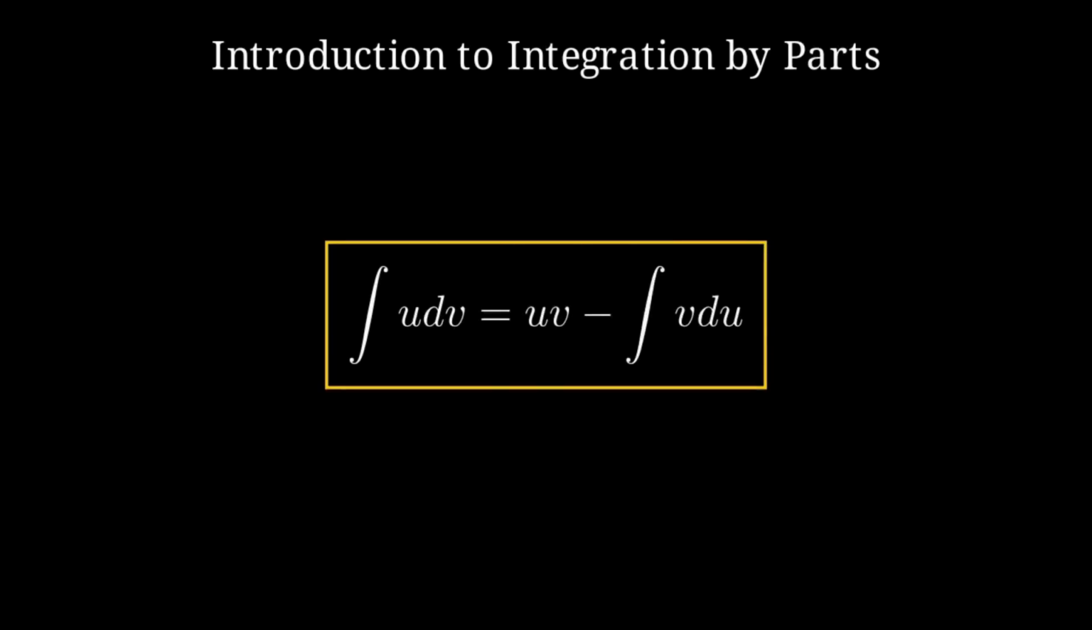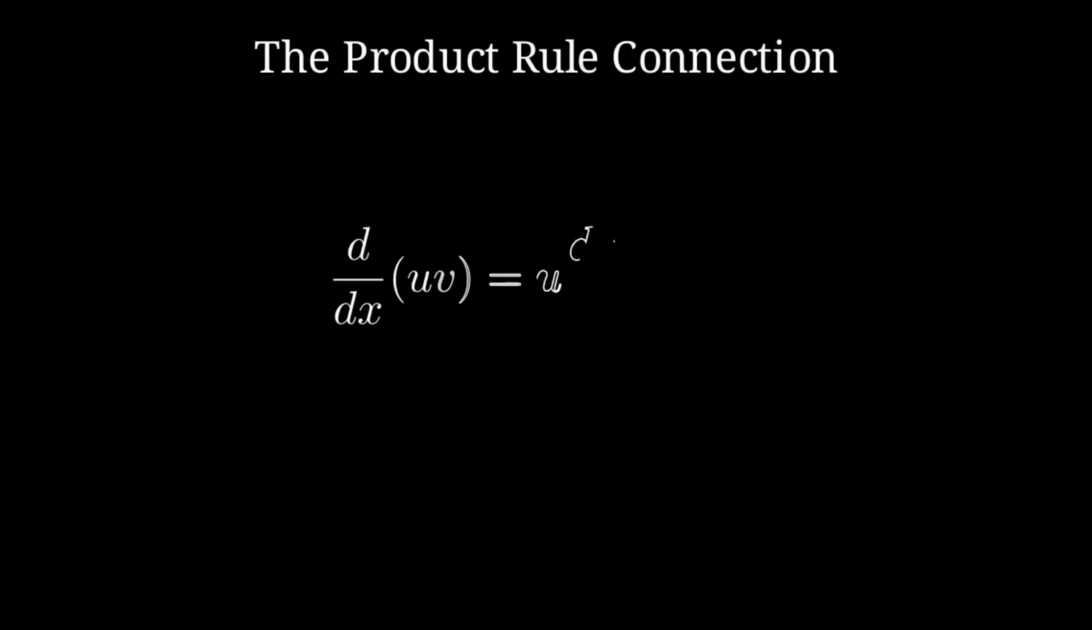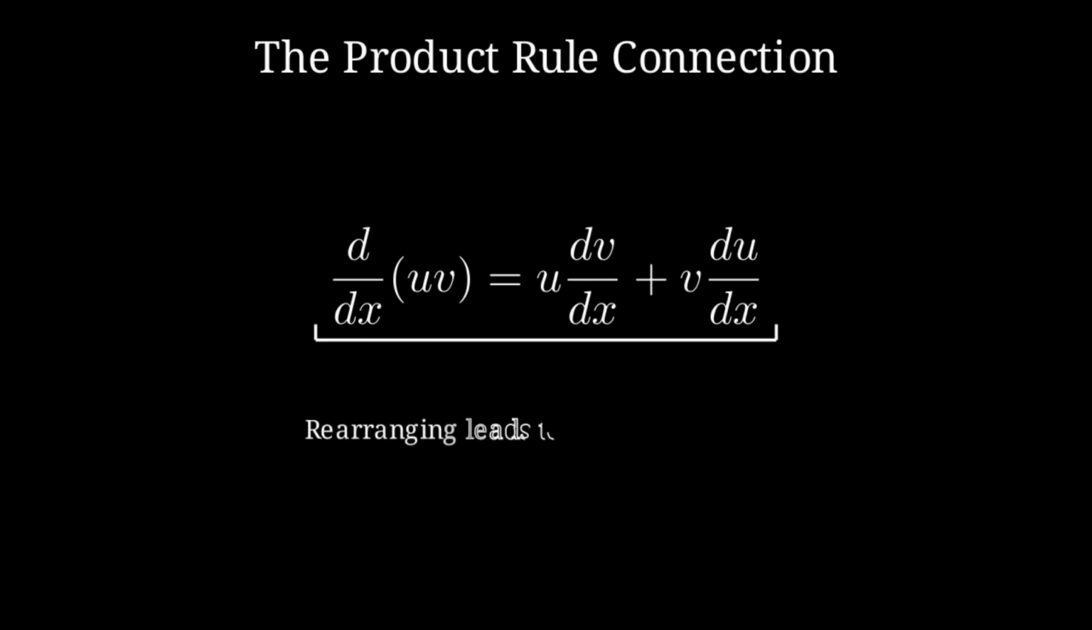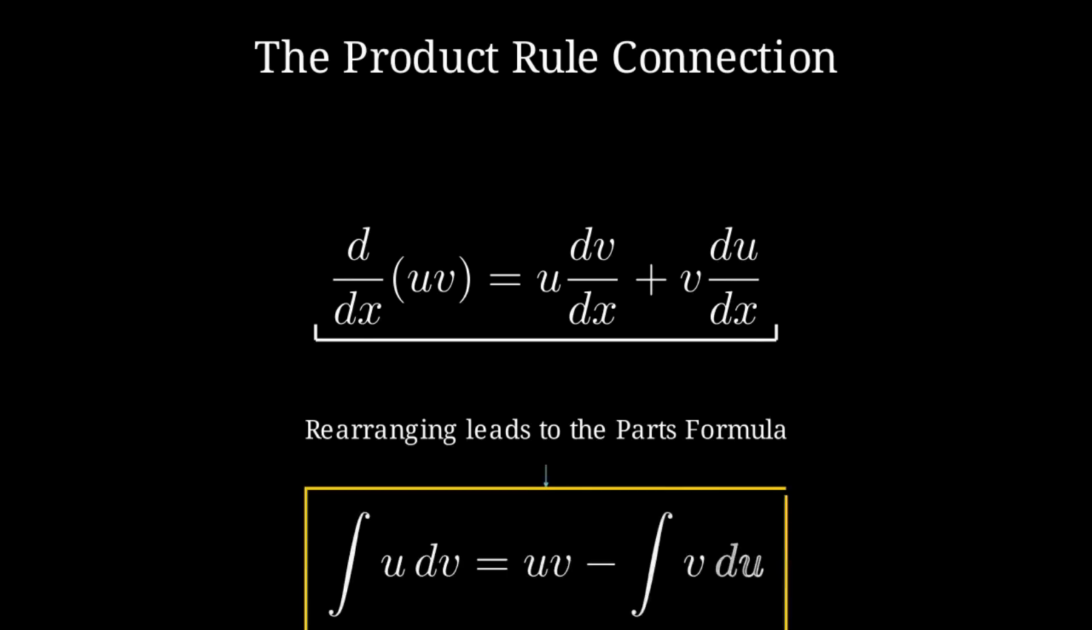Integration by parts is a powerful technique used to integrate the product of two functions. It reverses the product rule of differentiation, allowing us to simplify complex integrals by strategically choosing which part to differentiate and which to integrate. By starting with the derivative of a product and integrating both sides, we derive our core formula. The goal is to transform a difficult integral into a simpler one that is much easier to solve directly.